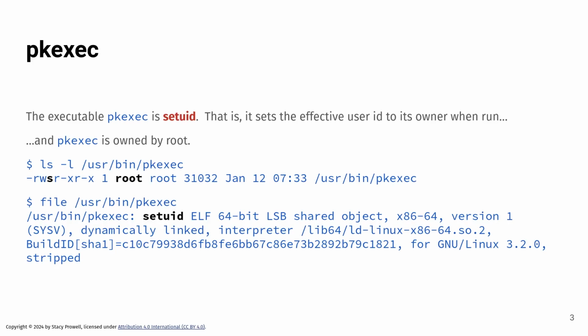You can see this by listing it. So if you do an ls -l on pkexec, you'll see this little S right here, which indicates in this little owner section that it is setuid to the owner, and you'll notice that the owner is set to root. There's a set group ID bit as well, and the group is set to root here. If you run file on it, say give me information about this file, it'll tell you explicitly that it's setuid.